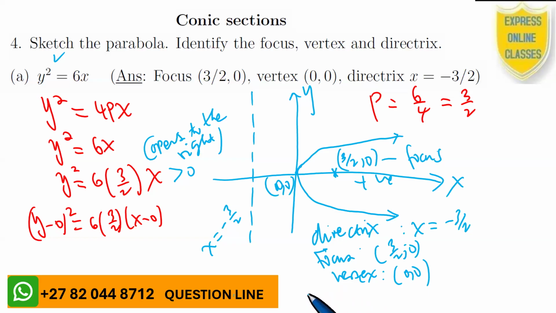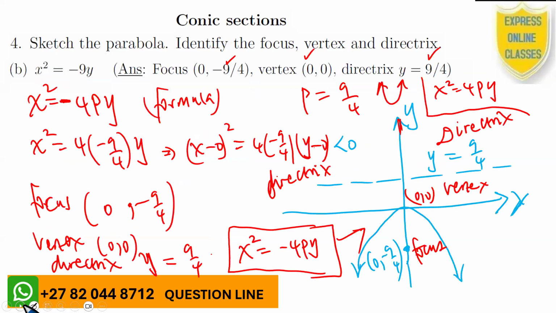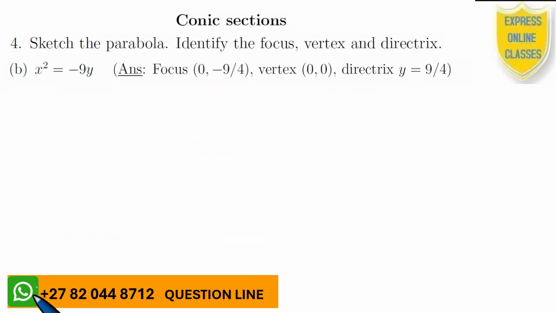We are able to continue then and understand this. Let us look at the following. Let's look at part B. Here it's part B. Now this one, because it's x squared, you can look at it as x squared equals minus 4py.